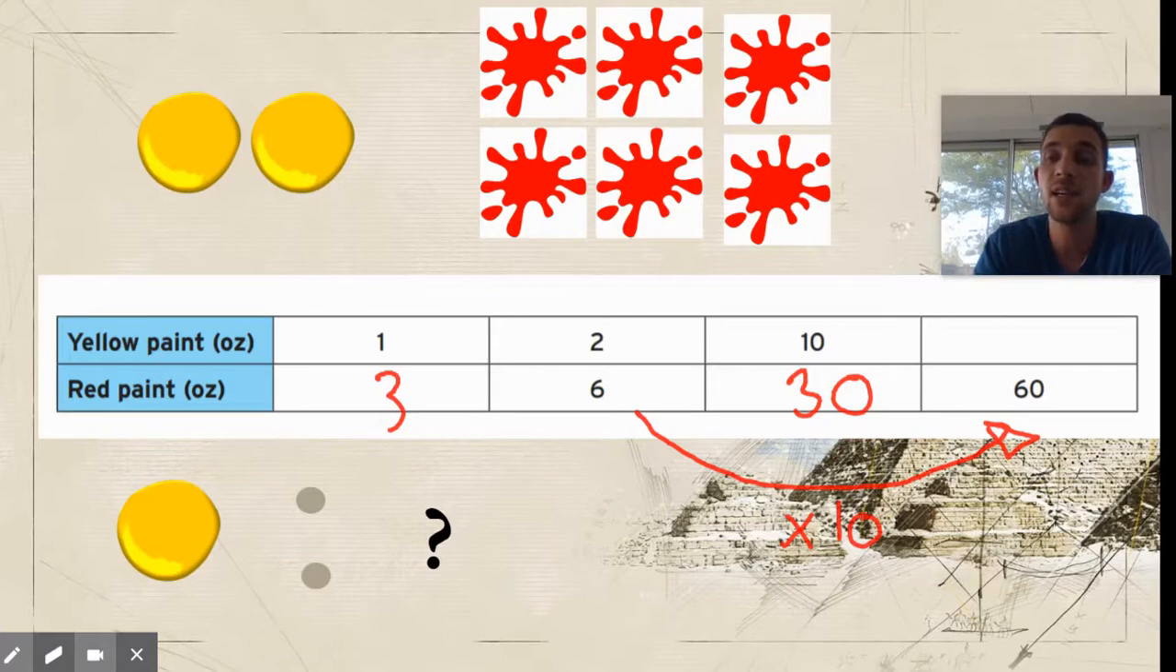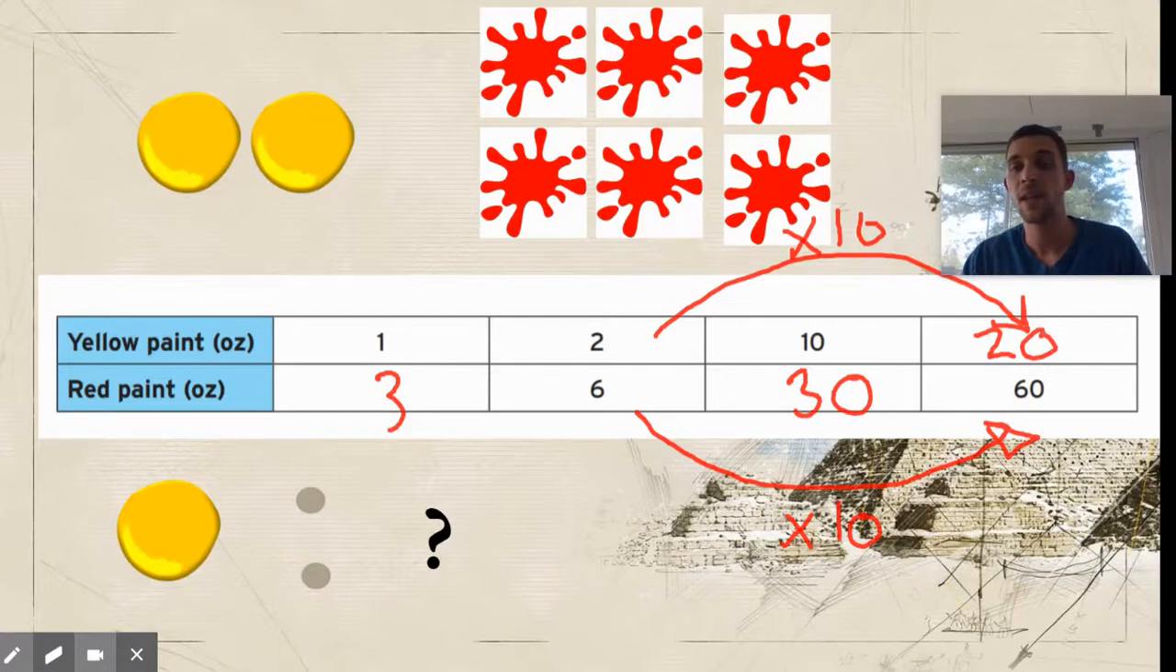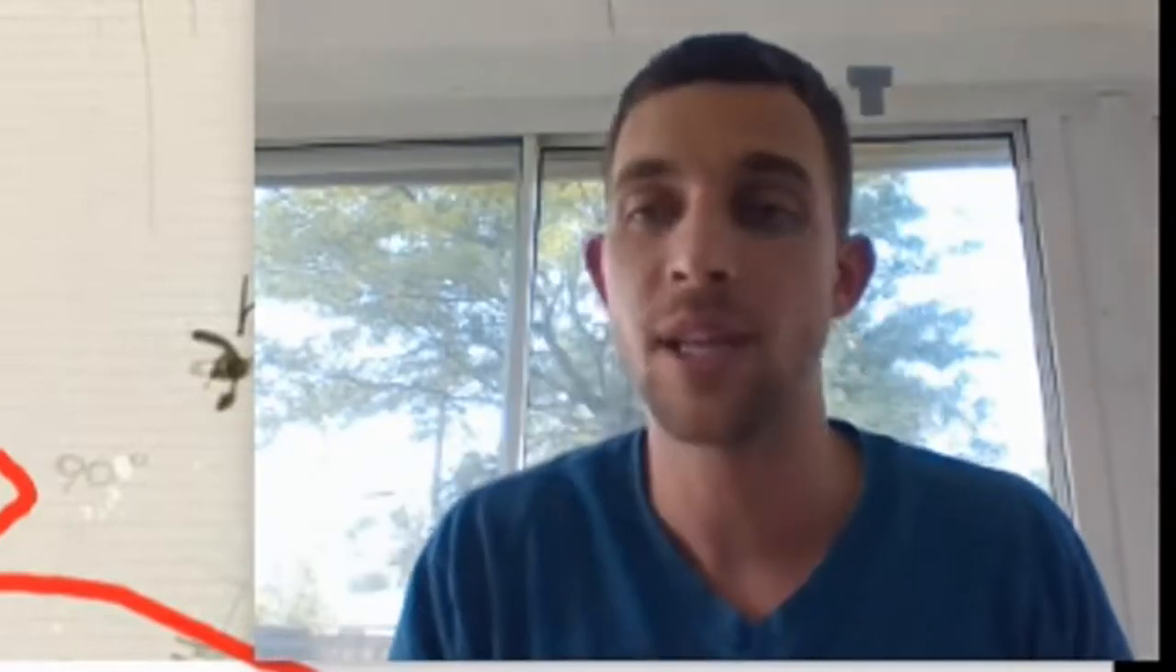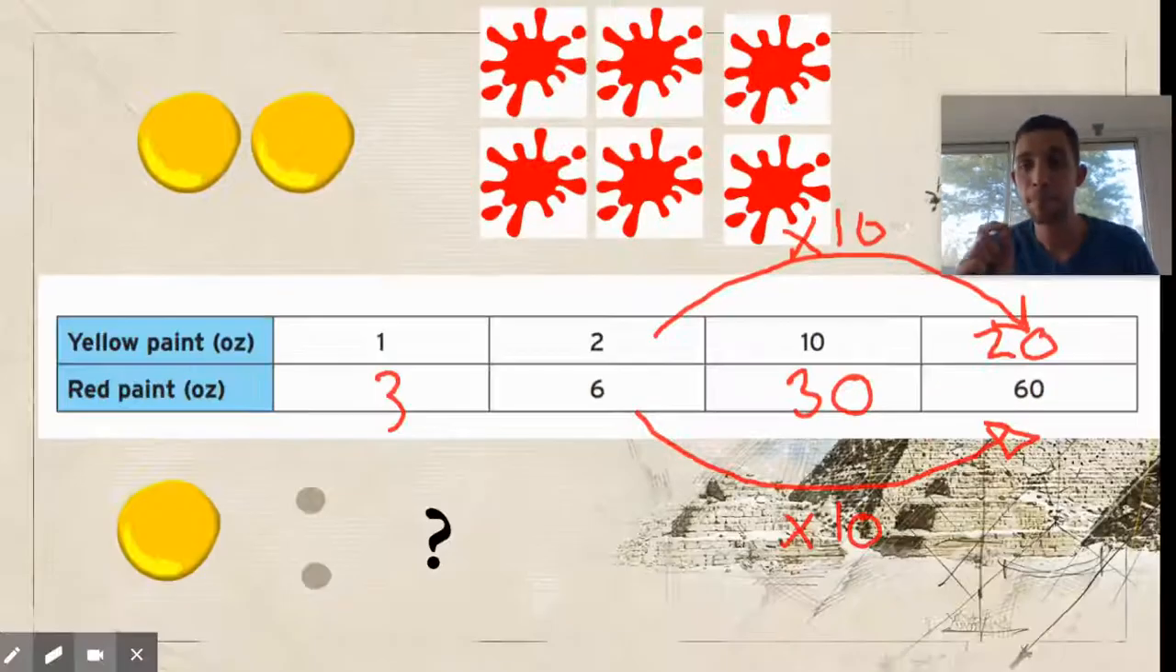If I did it on the bottom, I have to do the same thing on the top. 2 times 10 gives me 20. Let's use our division trick to see if we got it right. 20 divided by 60, and I got 0.3333. So I know that I've gotten all of these correct.